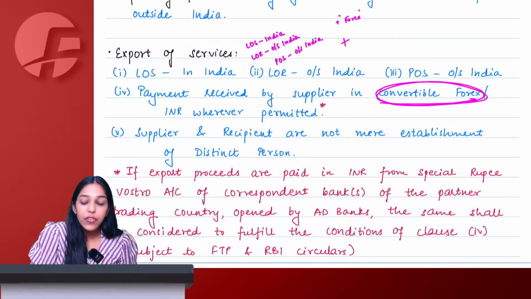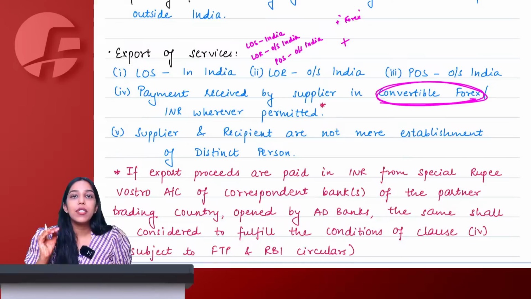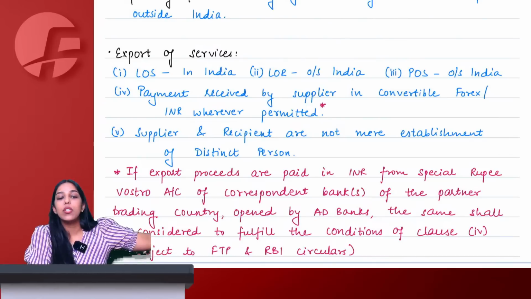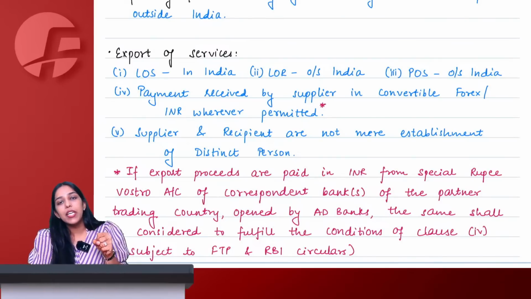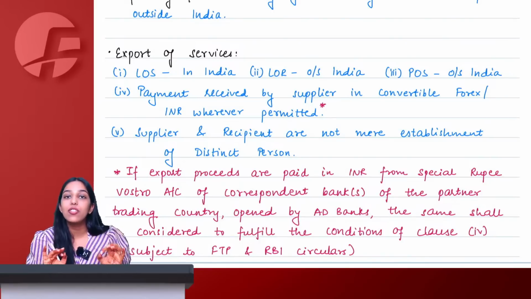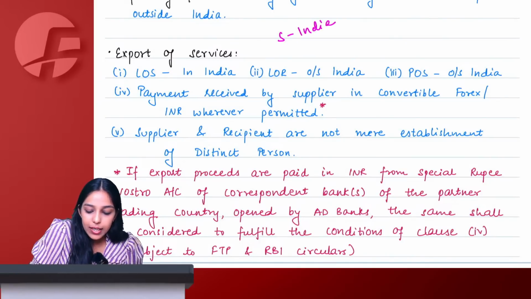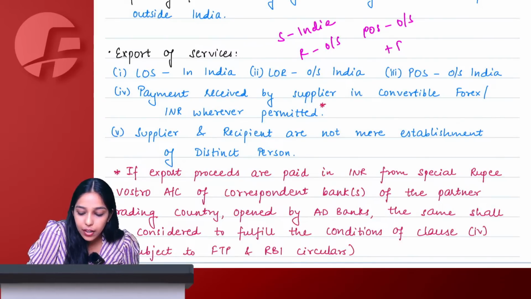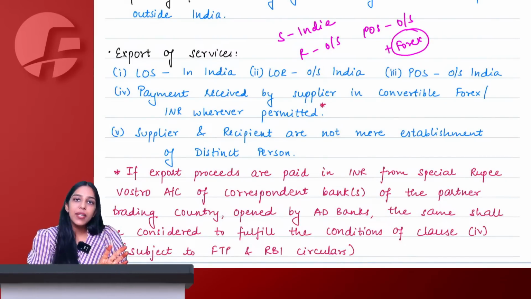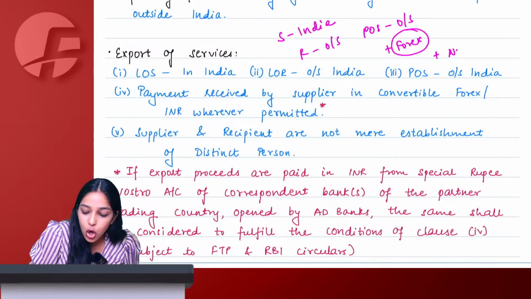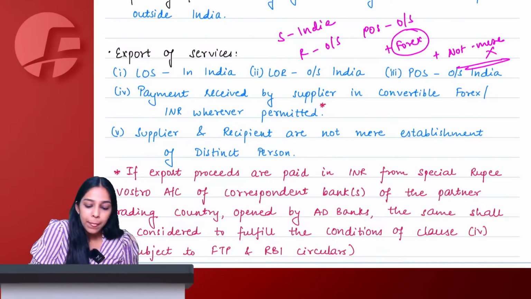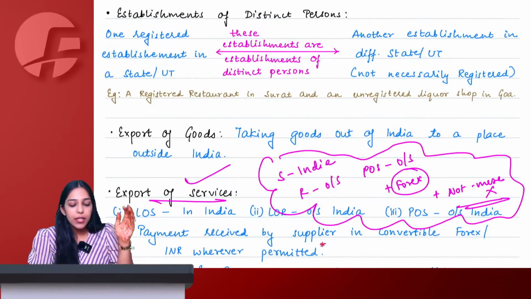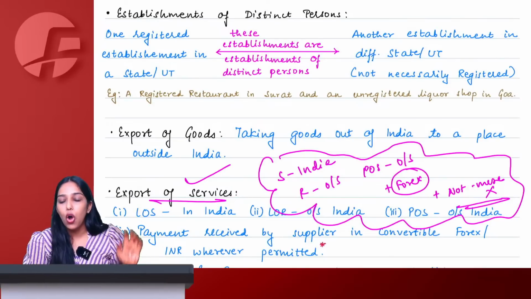And the last condition says that we both should not be mere establishments of a distinct person. Not like my own office branch is there, my own representational branch is also there, and just to claim export benefits, I show that I have given export services to my own branch. No, that is not allowed. So the supplier has to be in India, the recipient has to be outside India, the place of supply has to be outside India. Then we should actually receive convertible forex, INR allowed in some cases where RBI permits, like a Vostro account. And plus, we should not be mere establishments of a distinct person. If all these conditions are satisfied, then we can say export of service has happened. But for export of goods, you do not need to see anything. Simply the moment goods are taken outside India, they become export of goods.